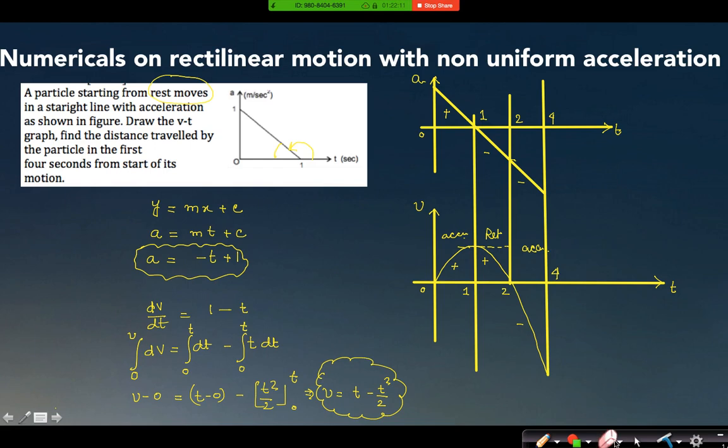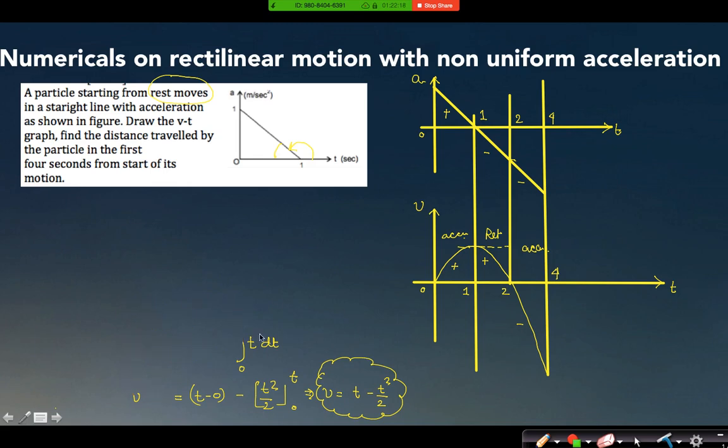Alright. So our next question is that I need to find the distance traveled by the particle. If I find the area under the graph of v-t, what do I get, distance or displacement? Displacement. So how do I find displacement? Can I say it is the integral of v dt? Do you remember the general equation? ds equals the integral of v dt.